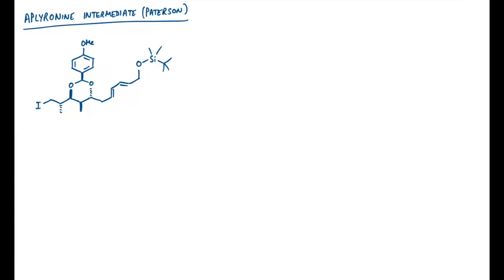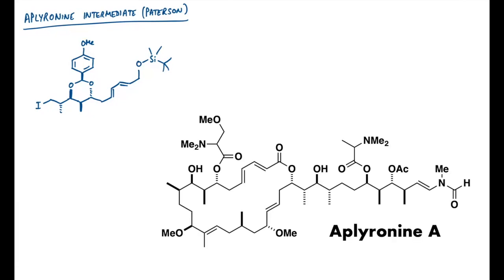This video is all about how to make choices when you're making a complex molecule, such as this one on the screen now. This is an intermediate in the synthesis of the Aplyronines by the Paterson Group. I'll put some links in the description below.